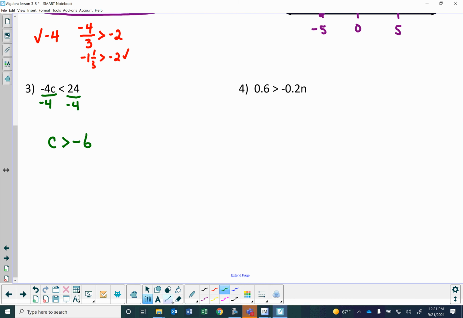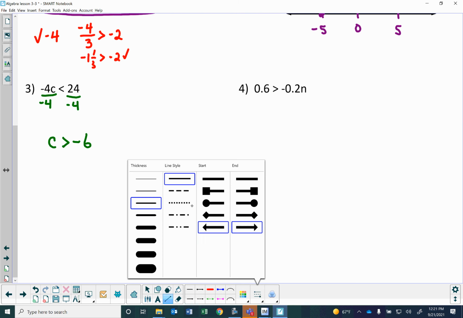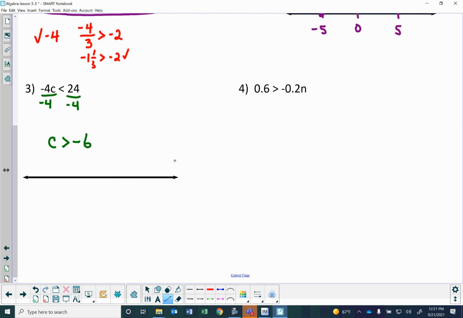And again, I need to graph this. So I have -6, 0. So greater than -6 means an open circle at -6 with a line that goes to the right.